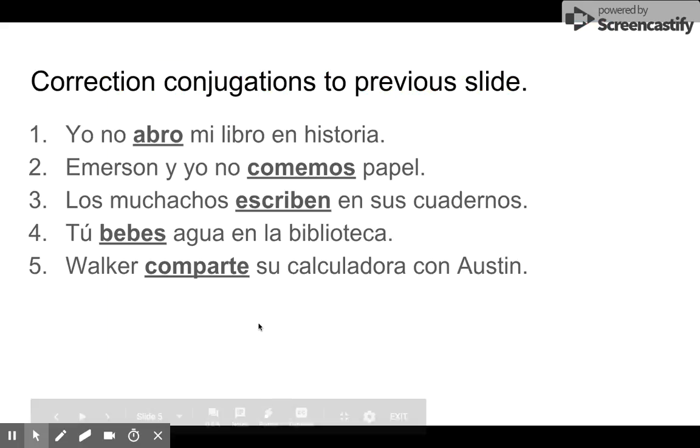Here are the answers. So for yo, you needed to conjugate into the yo form, so that's an O on the end. For Emerson and I, that was we. That's why this is an EMOS, not just yo, but Emerson and yo. Los muchachos, that's plural, so EN on that one. Two bebés, the tú form always ends in an S. Walker comparte, he shares.